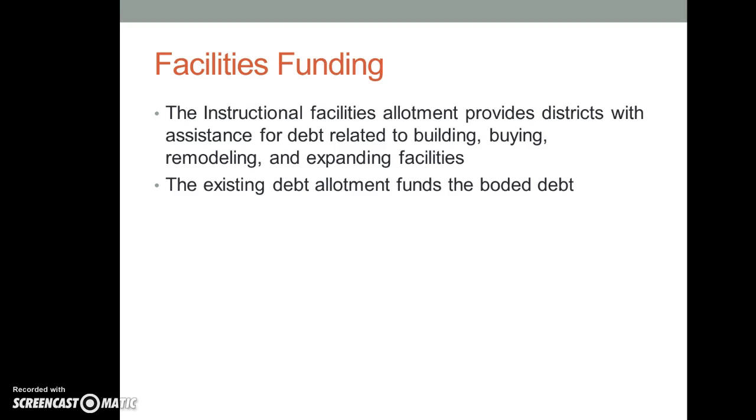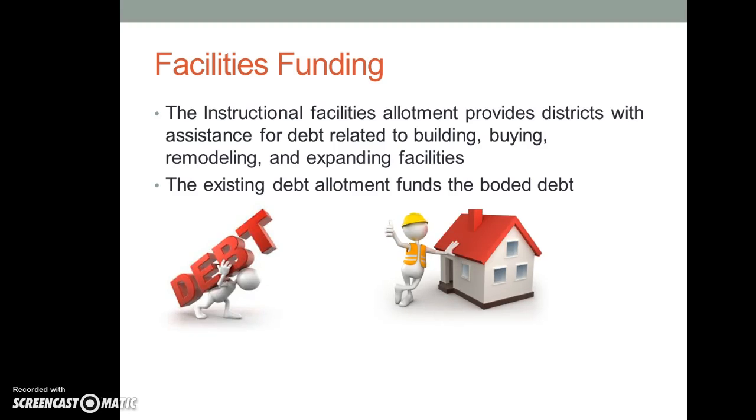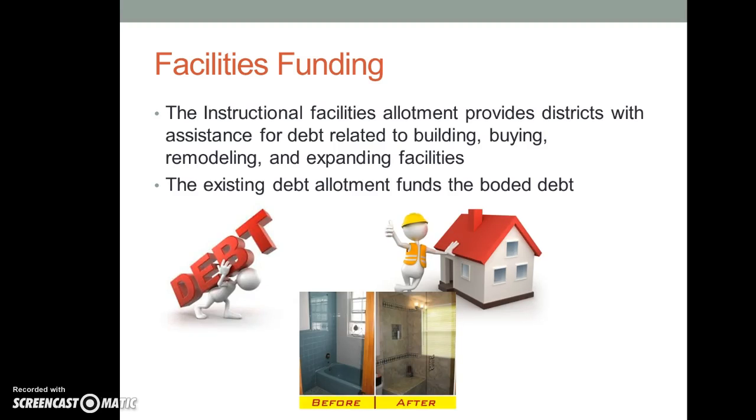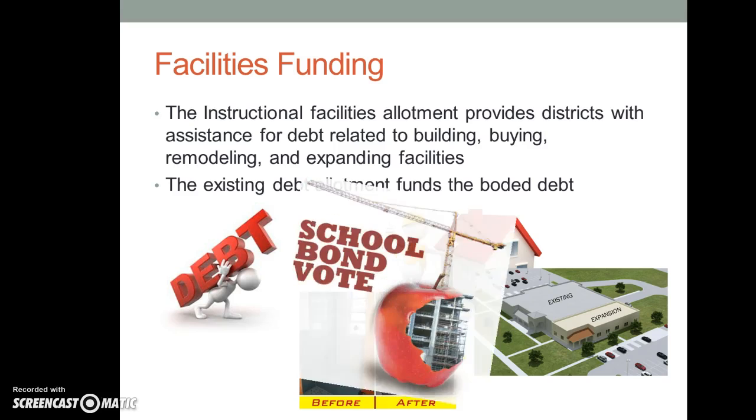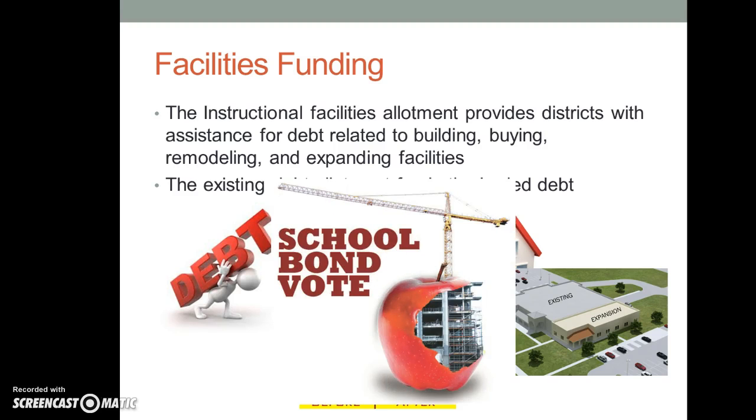Then you have facilities funding. The facilities funding, the instructional facilities allotment, provides districts with assistance for debt related to building, buying, remodeling, and expanding facilities. It also pays for the existing debt accrued from school bonding.